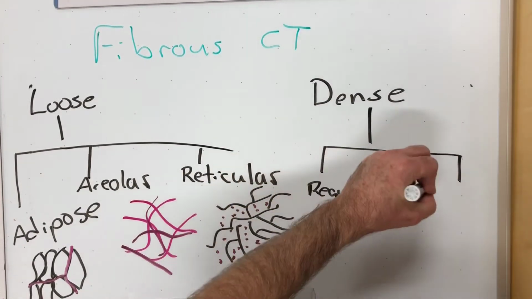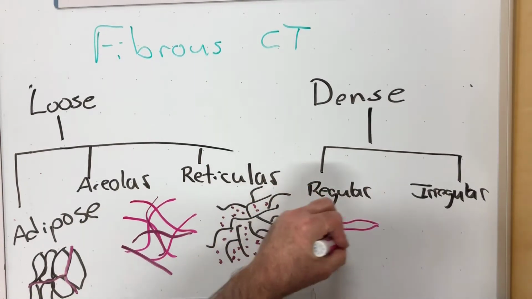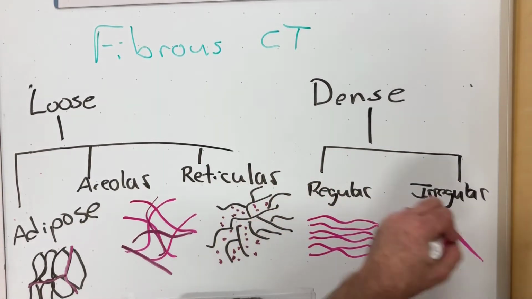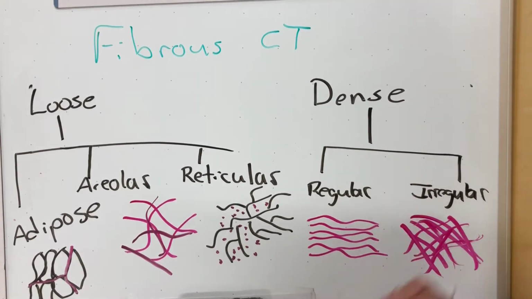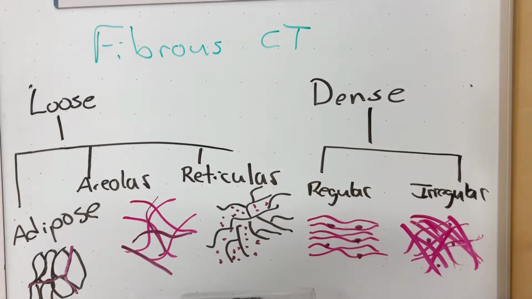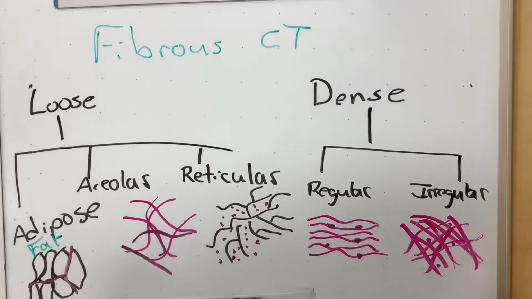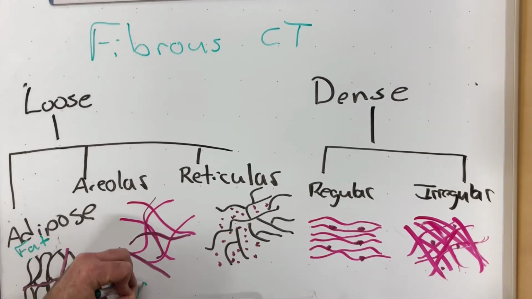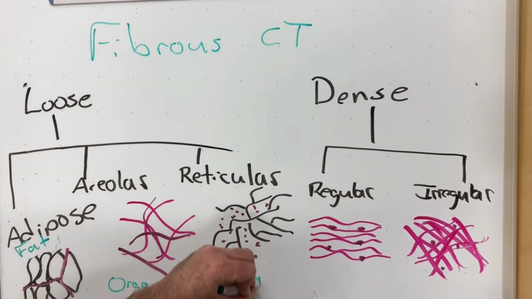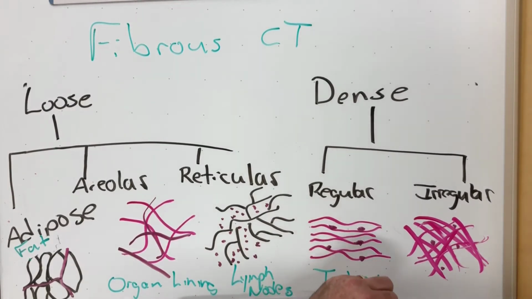On the other side, we've got dense fibrous connective tissue, both regular and irregular. Regular tissue is mostly collagen arranged, and it makes up ligaments, and irregular makes up the dermis of your skin. And here we see some fibroblasts inserted. So adipose tissue is otherwise known as fat. Areolar is kind of like a filler tissue. It lines some organs. Reticular tissue makes up lymph nodes and spleen. Regular makes up your tendons and ligaments, and irregular makes up stuff like the dermis of your skin.